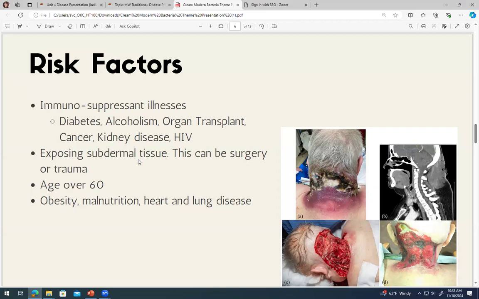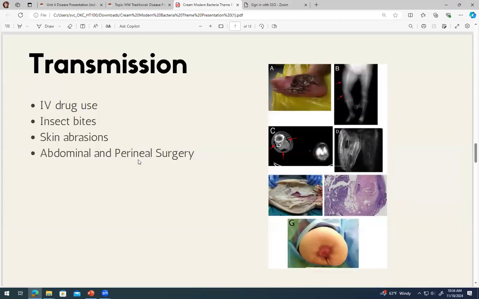She actually did not know she had diabetes. So she came in, they noticed the signs. They immediately started her on a broad spectrum antibiotic. They started treatment for sepsis, blood and swab test for S. aureus and strep came back positive. She was hospitalized for 2 weeks. And throughout that 2 weeks, she had 4 debridement surgeries. Modes of transmission: IV drug use, insect bites, skin abrasions, and then abdominal and perineal surgery.